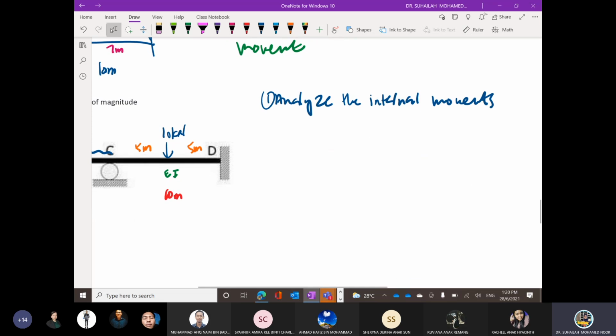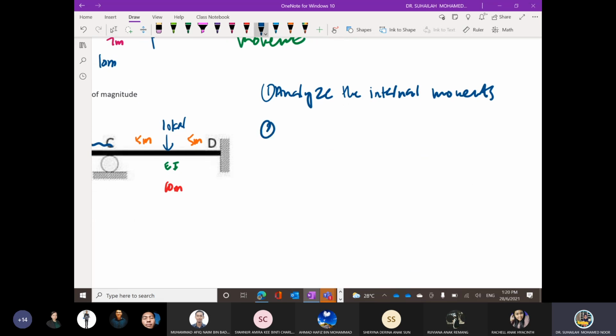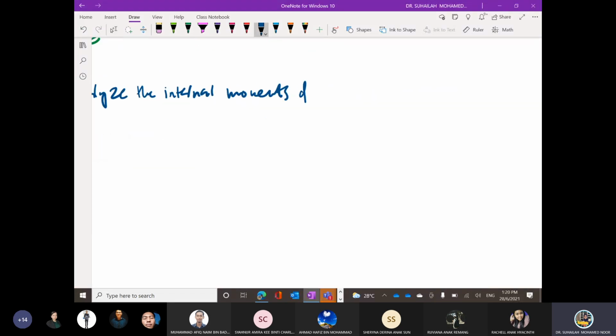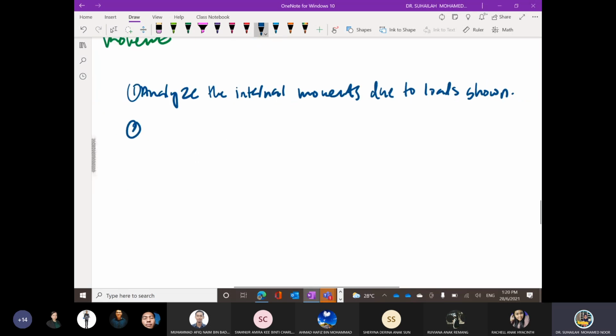Okay, and this is the basic one. And number two, we will look at the support settlement. Okay, analyze the load shown. Okay, and then another one we will analyze the internal moment by considering the support settlement.